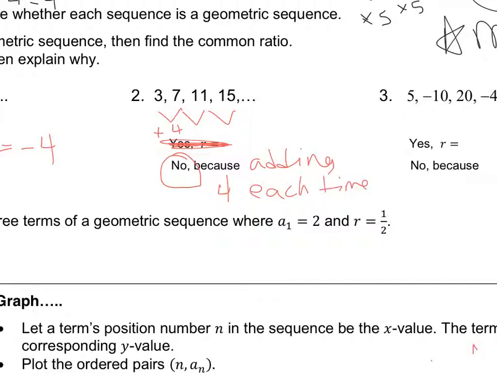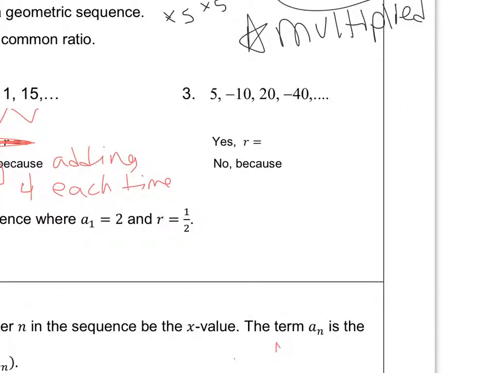Okay, now number 3, let's look at it. Number 3, we're multiplying. Every time we're multiplying -2. So our common ratio is -2. And we can cross out the no.